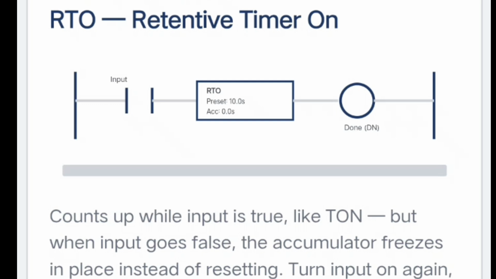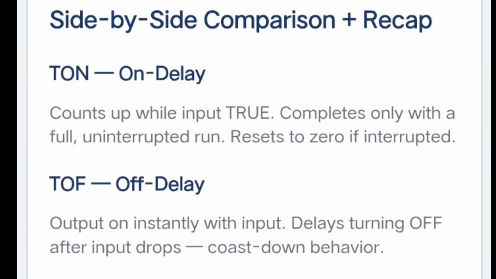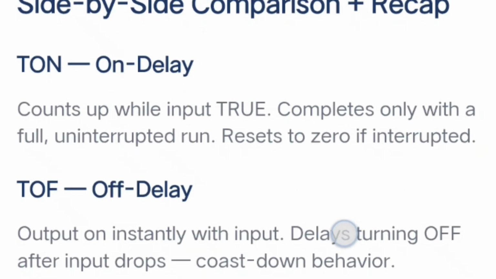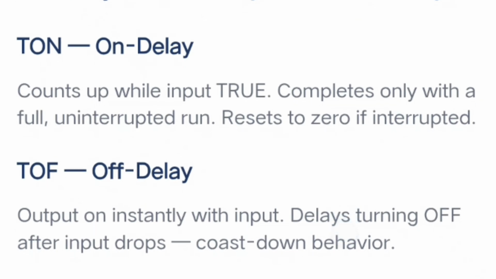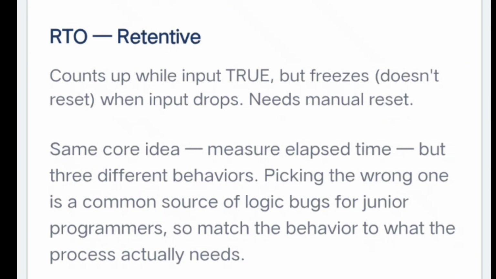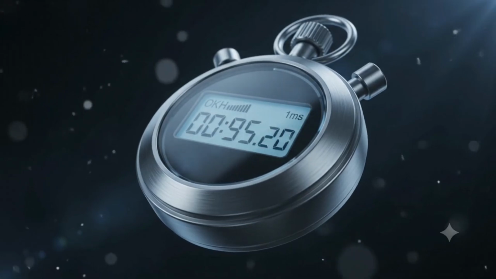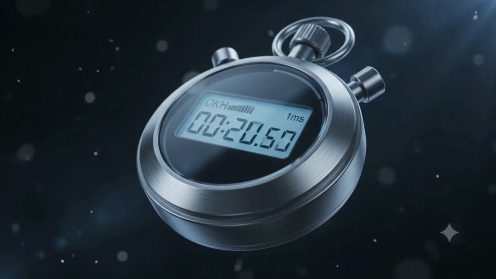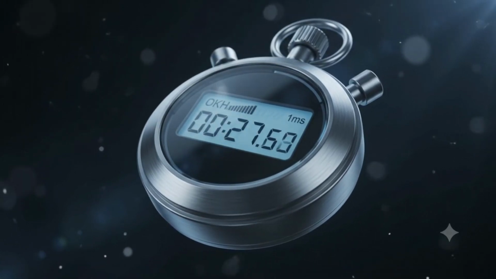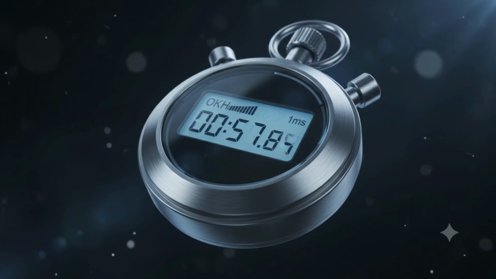Let's put all three side by side, reacting to the exact same input pattern. TON only completes if the input stays true for the full preset, and resets the moment it drops. TOF turns on instantly but delays turning off. RTO keeps its memory across multiple separate on periods until you reset it manually. Same basic idea, count time, but three very different behaviors, and picking the wrong one is a common source of logic bugs for junior programmers.